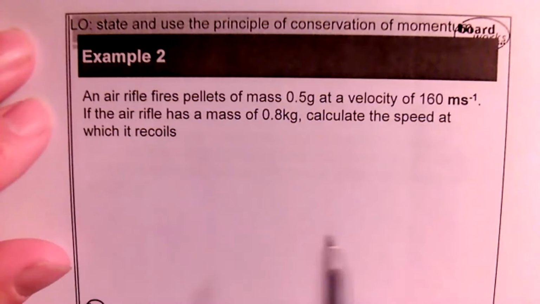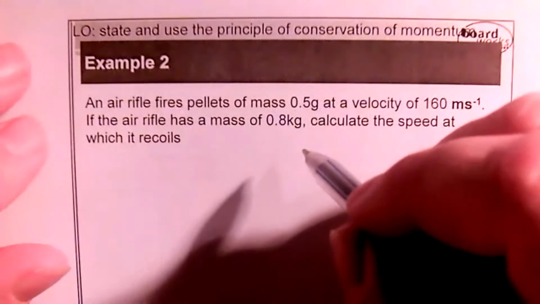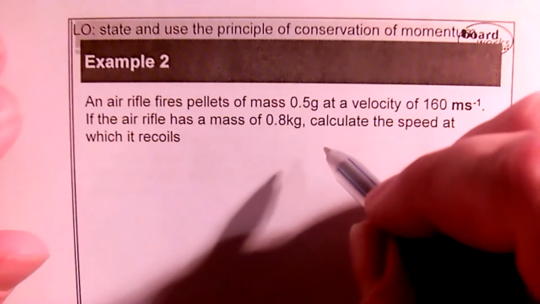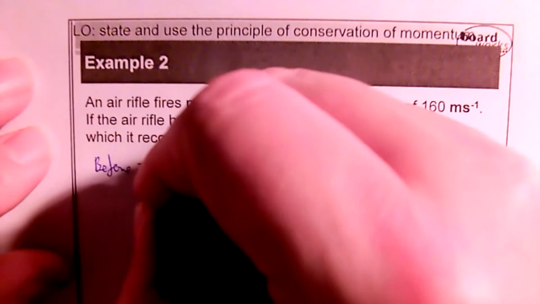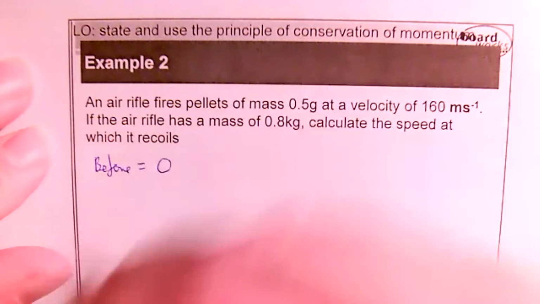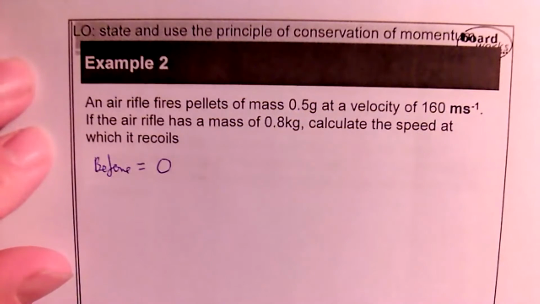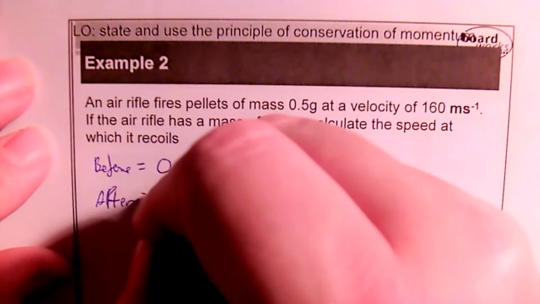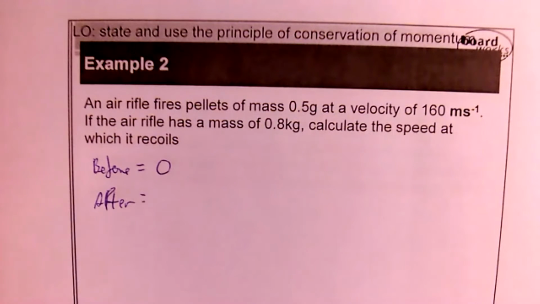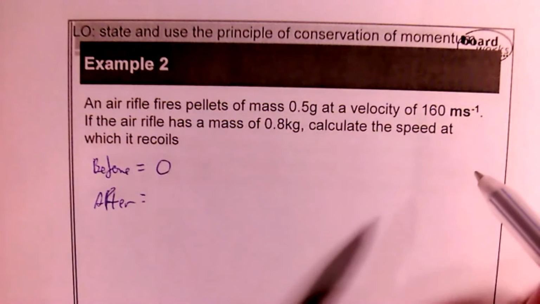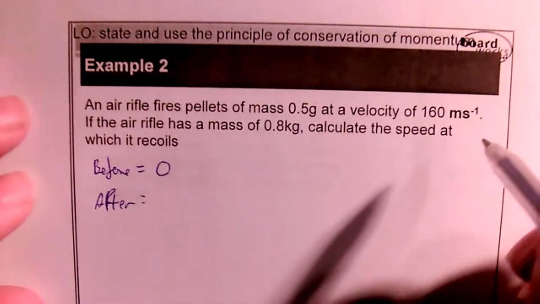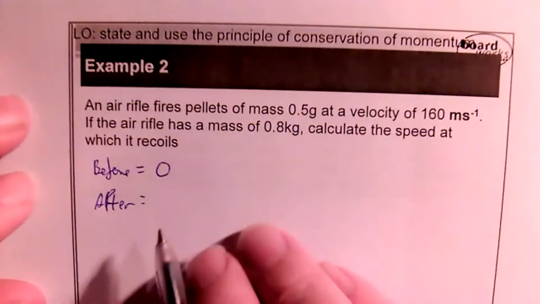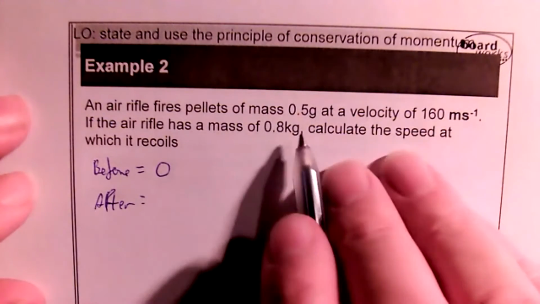So what they're saying is that we start off with a rifle and a bullet, which are stationary. So before, the momentum before is just 0 because it's not moving. Afterwards, you fire the bullet and the rifle goes backwards. So the speed of recoil is going to be negative. The velocity of recoil should be negative. So after is going to be the momentum of the bullet.